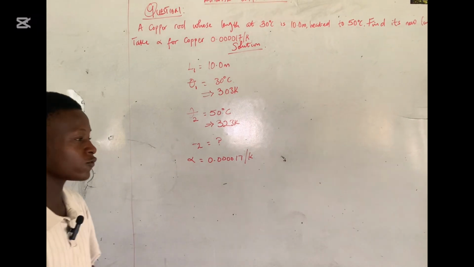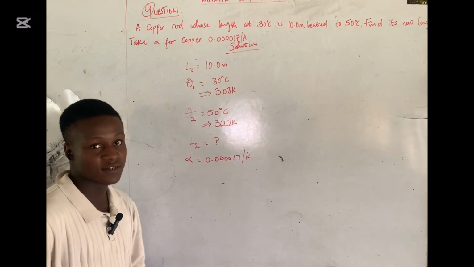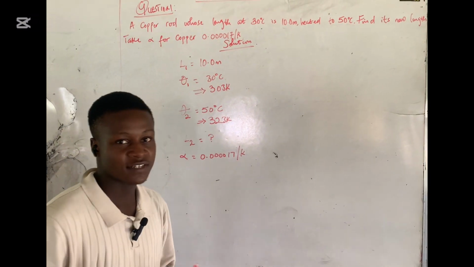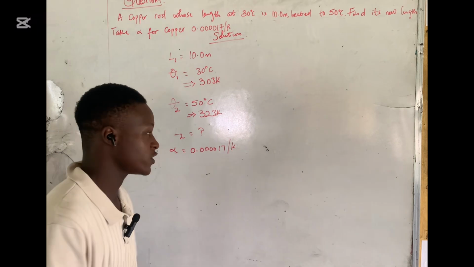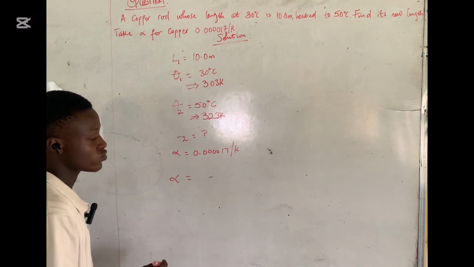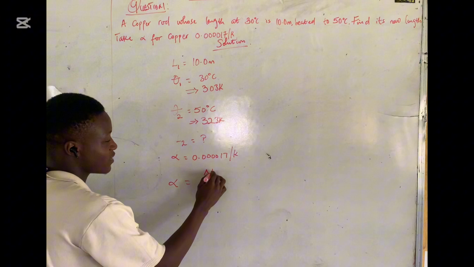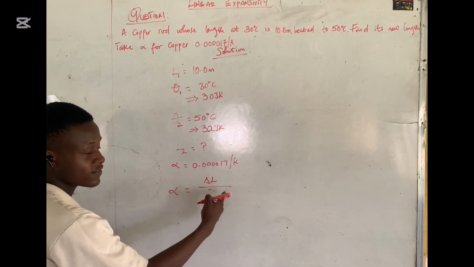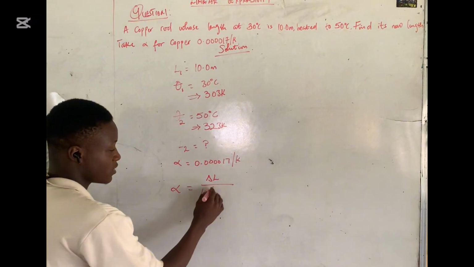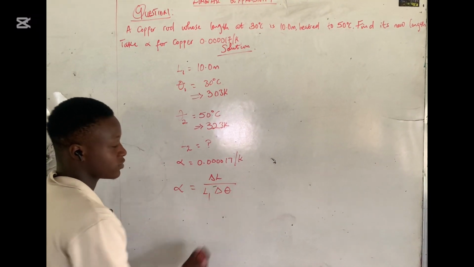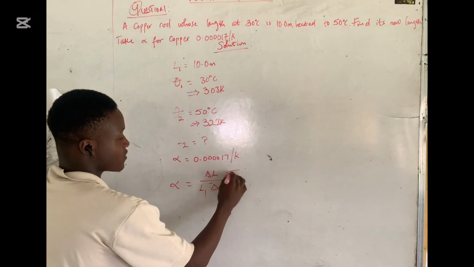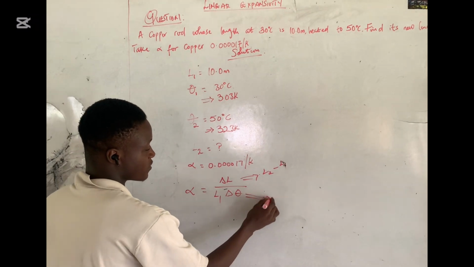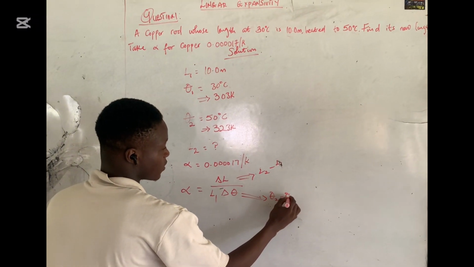So now recall the formula for linear expansivity. We know that linear expansivity is the increase in length per unit length per degree rise in temperature. So linear expansivity is equal to the increase in length, delta L, over the first length, per degree rise in temperature, isn't it? Here, this change in L is the same as L2 minus L1, and the change in temperature is theta 2 minus theta 1, right?